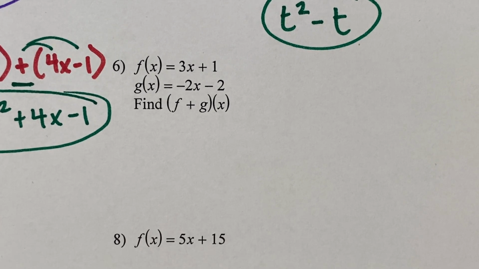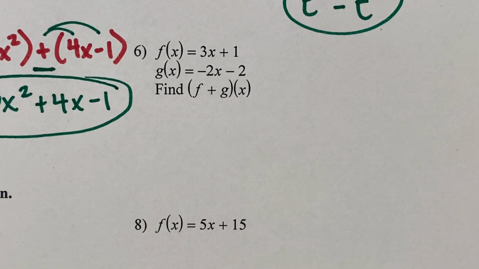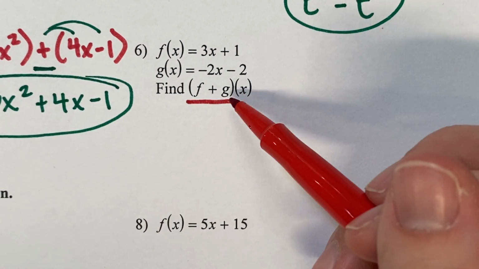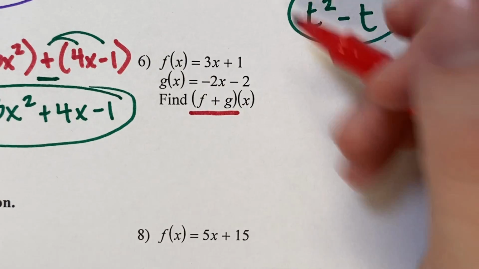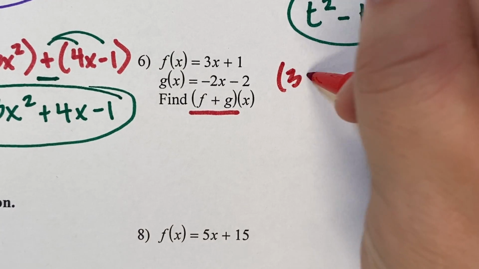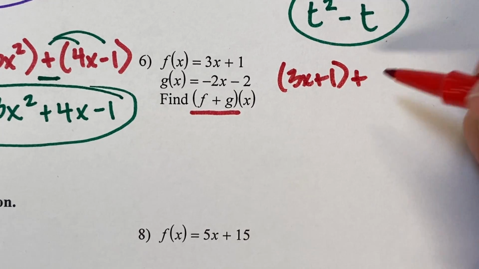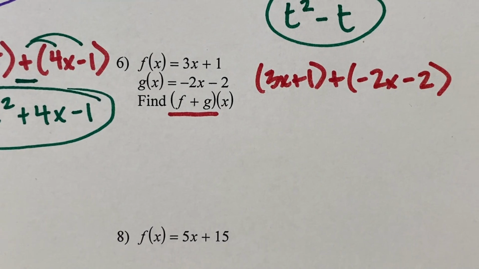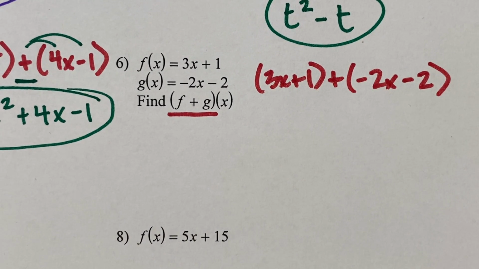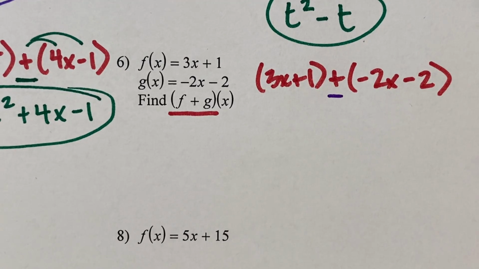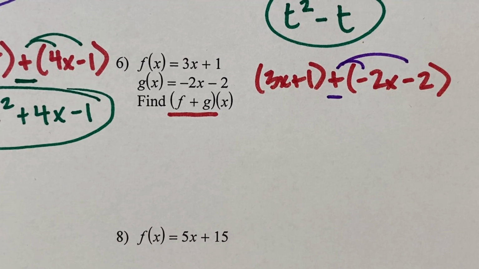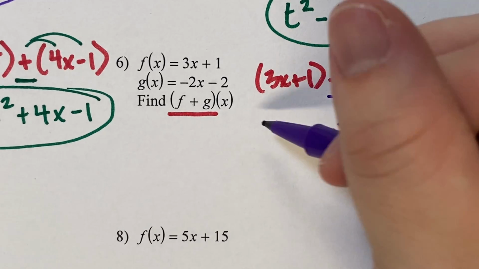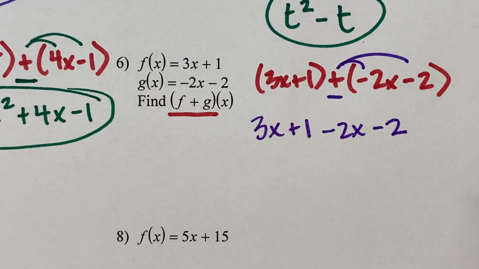Now we have number 6. Okay, so again, I'm given my two functions, and I'm asked to find f plus g of x. So I'm taking my f first, so I have 3x plus 1, adding it to my g of x, negative 2x minus 2. And again, we have an addition sign in the middle, so those signs stay the same. So now we have negative 2x, negative 2, just get rid of the parentheses, 3x plus 1.